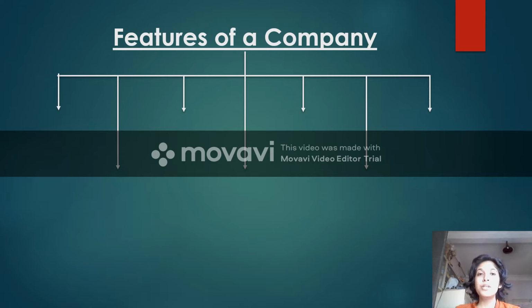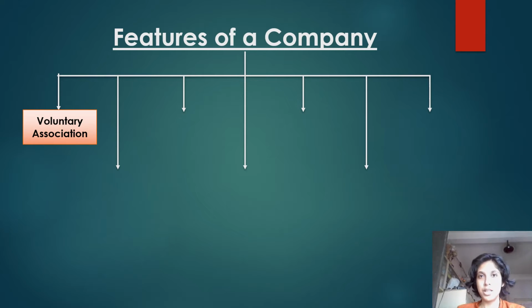Now, we are going to learn the features of the company. There are 7 features in total. We have to understand them one by one. Okay. So first feature is voluntary association.